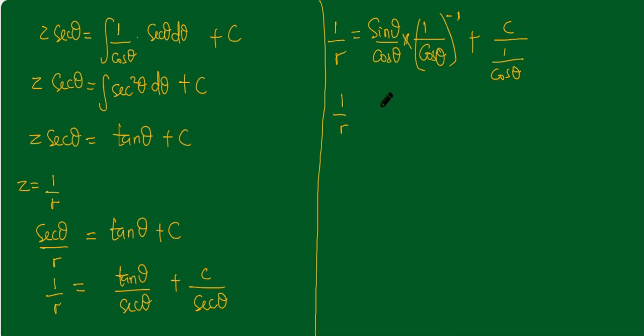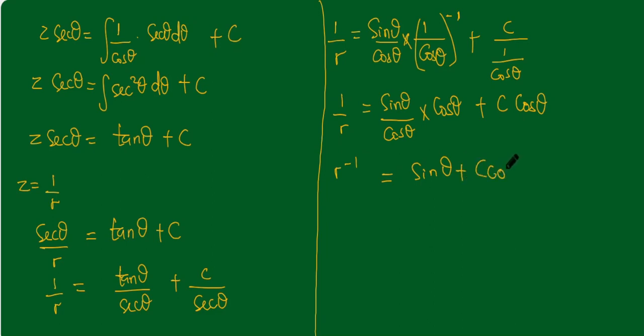So we have 1 over r is equal to sin theta divided by cos theta multiplied by cos theta plus c cos theta. So we have r raised to power minus 1 to be equal to sin theta plus c cos theta. And this is our solution of the differential equation that we're given. We can also rewrite it as r is equal to 1 divided by sin theta plus c cos theta, which looks even more appropriate. So we'll take a final example to wrap up this section on Bernoulli equations.